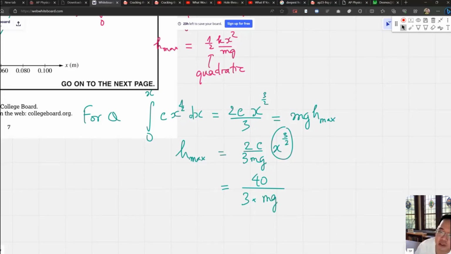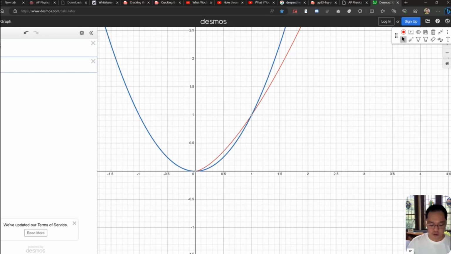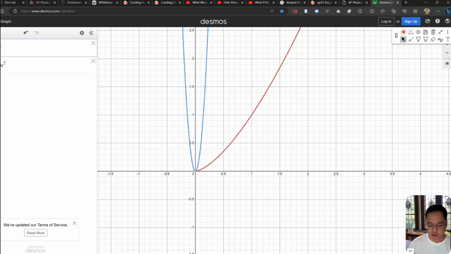Mg here, and K is 100, and this is 50 over mg, x squared, and x power 3 over 2. So now we need to compare the two coefficients here and here to find their intersection point, and which graph is above the other graph. 50 compared to 40 over 3, meaning this coefficient is smaller. So let me make that here, 50 here, and this is 40 over 3 there.